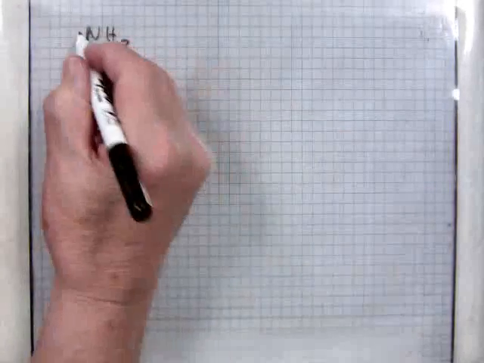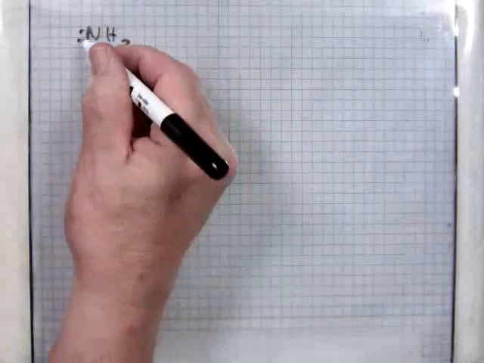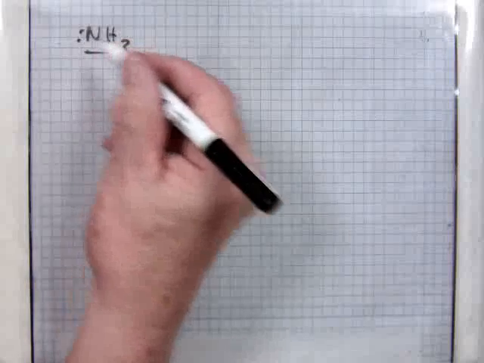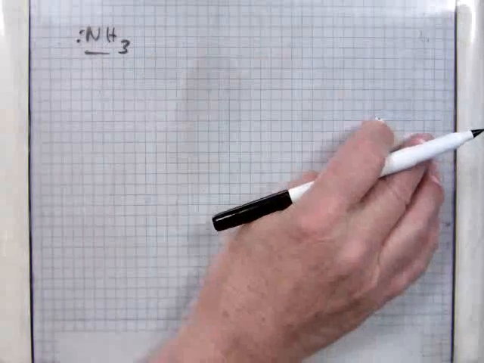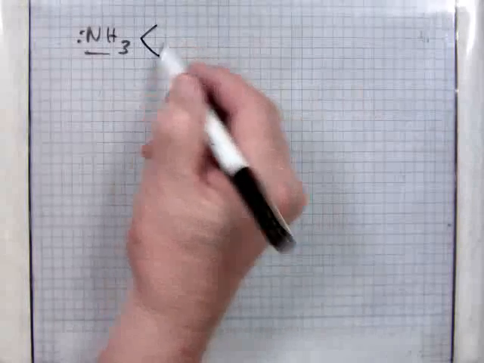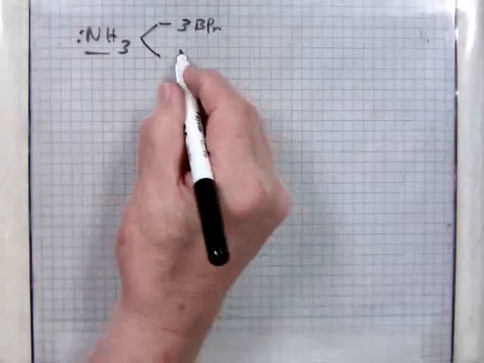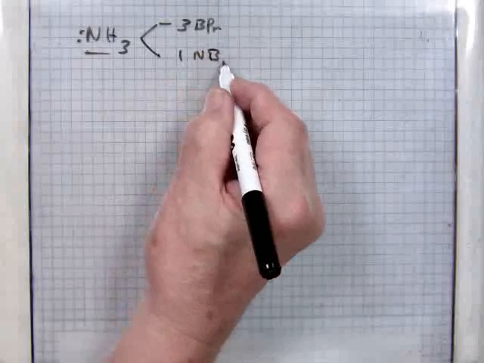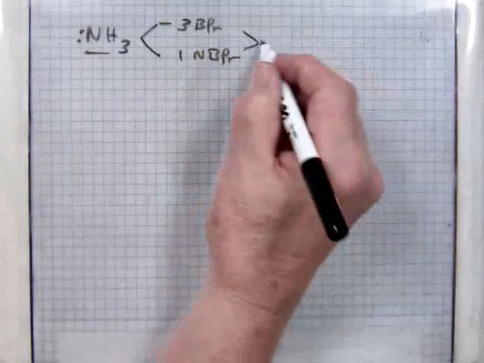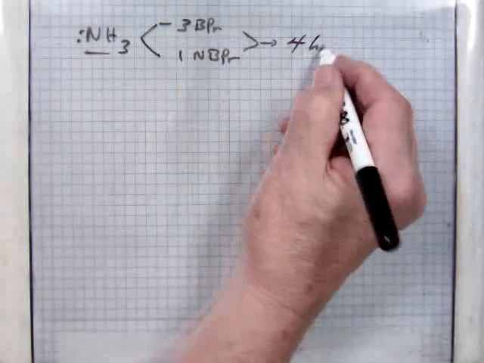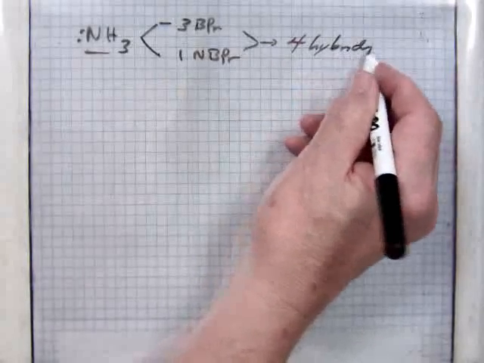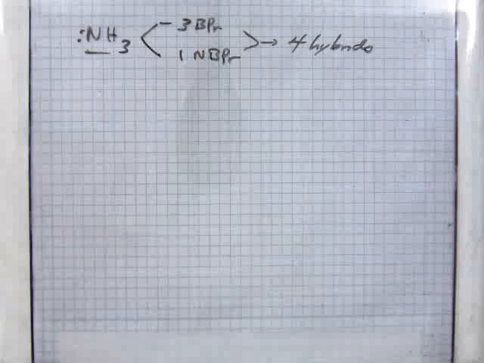So ammonia, we found, has a non-bonded pair in it and 3 attachments to the central element. It has 4 electron pairs: 3 bonded pairs and 1 non-bonded pair. So add those two together, we need 4 hybrids from the central element configuration.